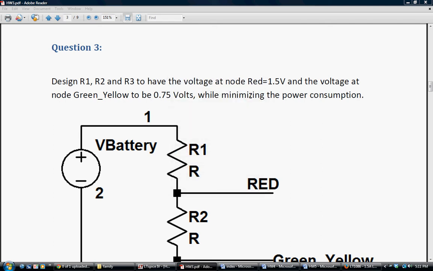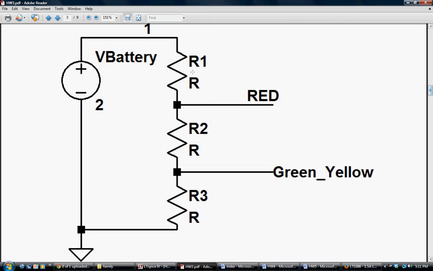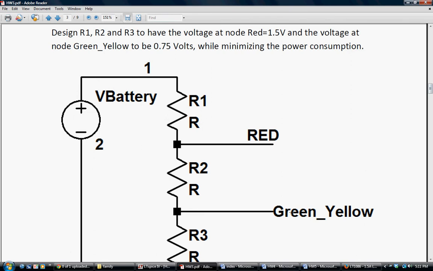Here's a video hint on question 3, where you need to design R1, R2, and R3 to give a 0.7 volt drop from green/yellow to ground and a 1.5 volt drop from red to ground. Now if the potential drops were equal, it would be easy.